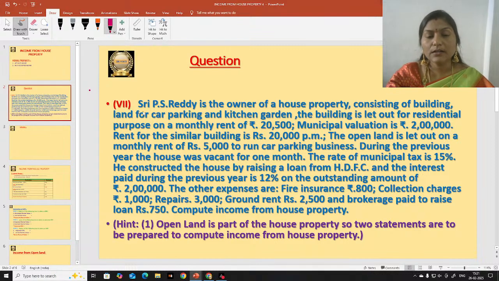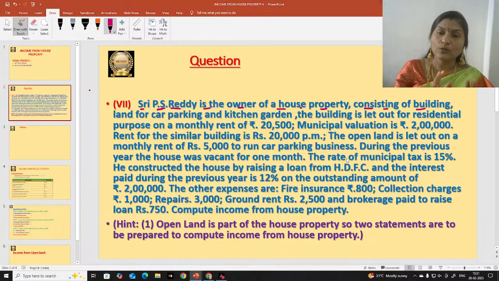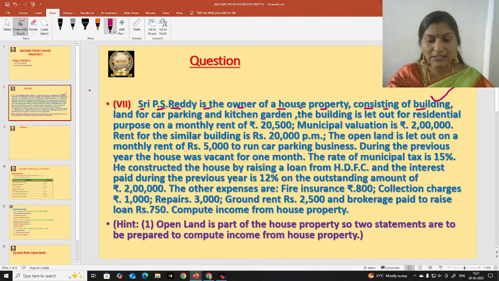Here Sri P.S. Reddy is the assessee. Assessee name is P.S. Reddy. He is the owner of one house property. That house property consists of a building. He has one building, and next he also has some open land. So both are there: one building and some open land for him.